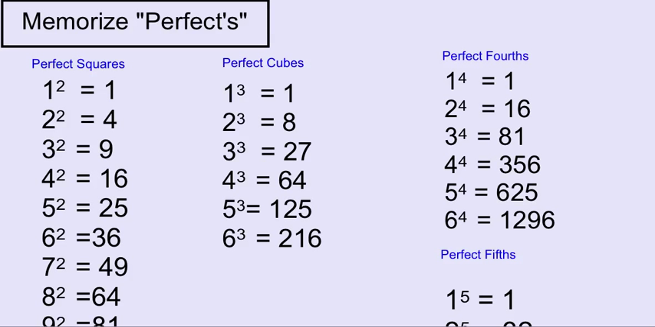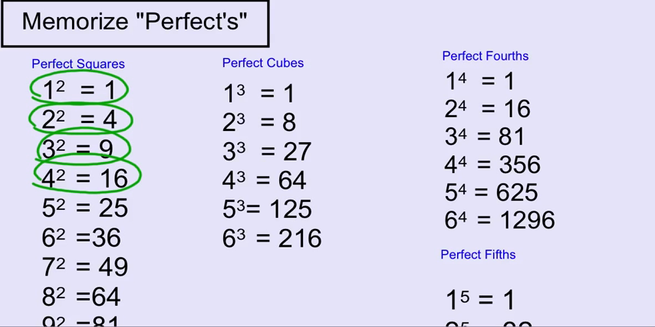What the perfect squares are: 1 times 1 is 1. 2 times 2 is 4. 3 times 3 is 9. 4 times 4 is 16. So you want to make sure you know your perfect squares.